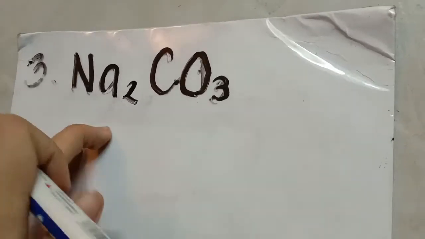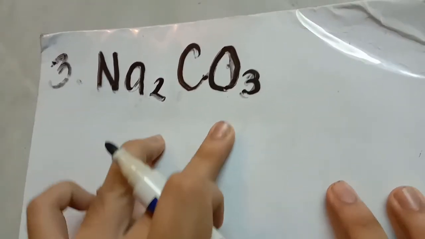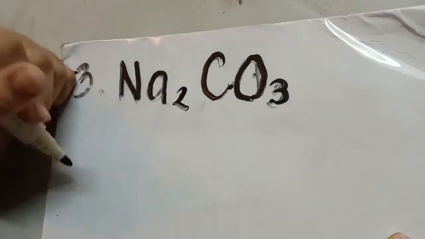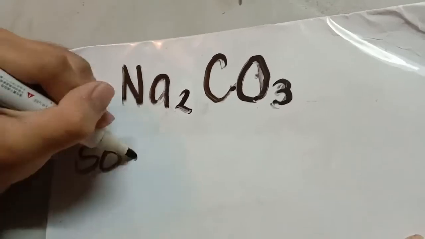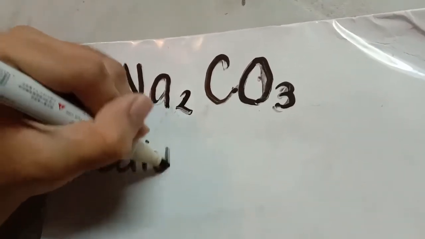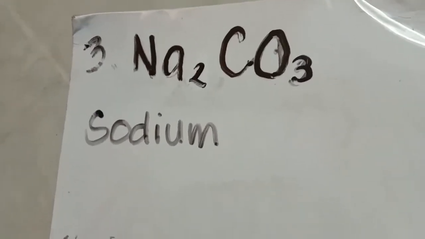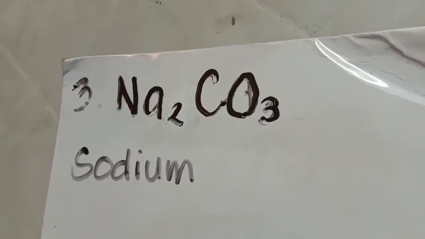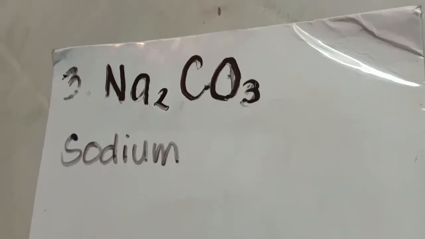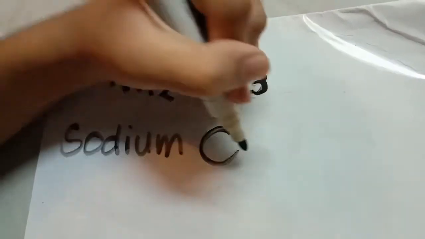the third example is Na2CO3. So let's name it. First, it is sodium. And CO3 is a polyatomic ion named carbonate.